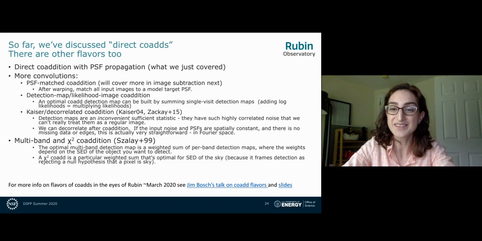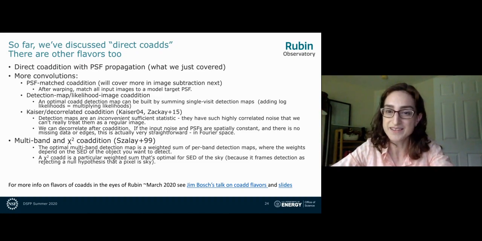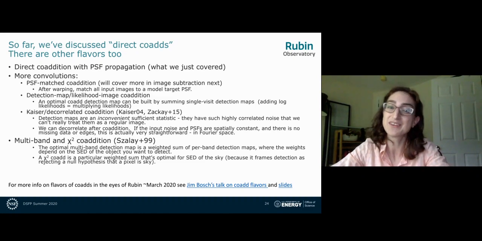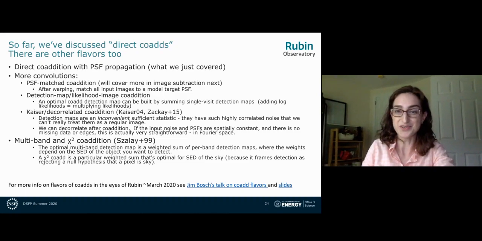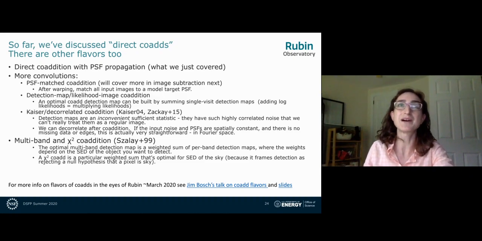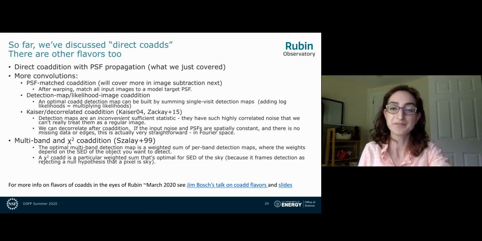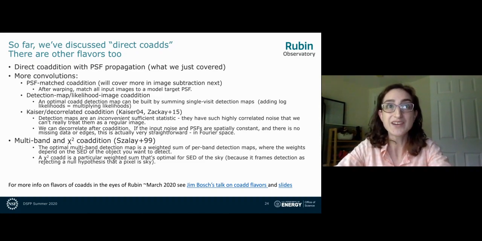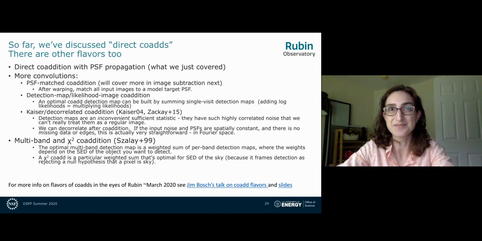Okay, and finally, another flavor of coadd, which has nothing to do with extra convolutions, is to go even deeper: you can combine the imaging from all your different bands. So far we've been talking about building a single band coadd, like coadding all the I band images or coadding all the R band images. You can coadd all the bands combined using a weighted sum of the per band detection maps.